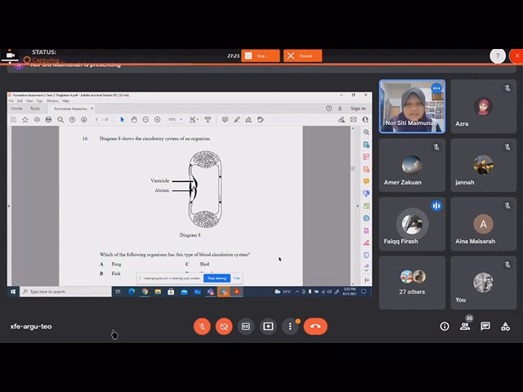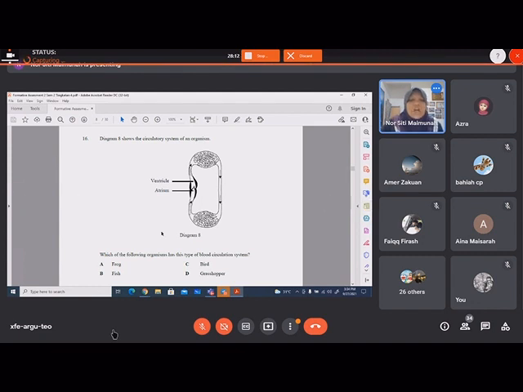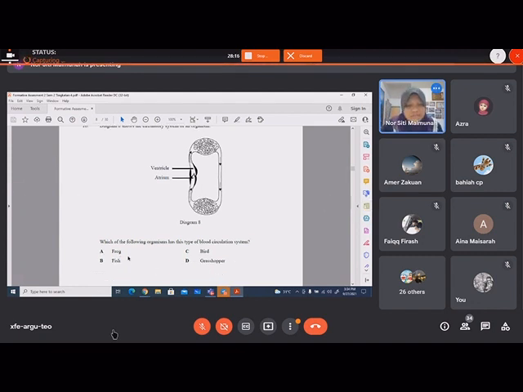Next, 16. Faik. Yes, teacher. Diagram 8 shows the circulatory system of an organism. Which of the following organisms has this type of blood circulation system? B, fish. What type of circulatory system is shown, class? Single circulatory system. Single and closed. Yes, single closed circulatory system. It is single because the blood enters the heart once in a complete cycle. It is called closed because the blood flows in continuous blood vessels.